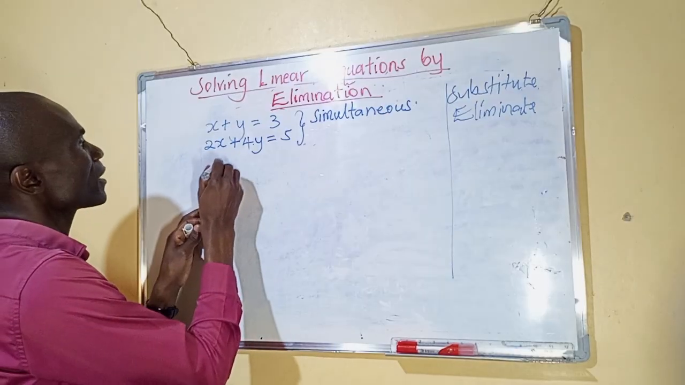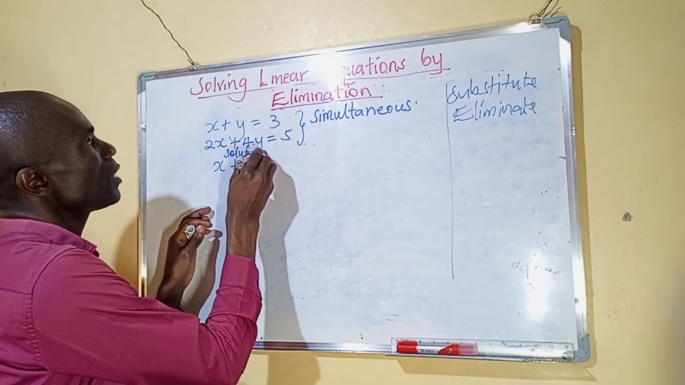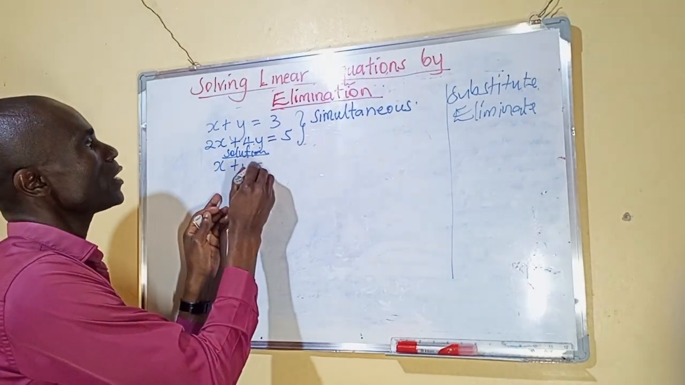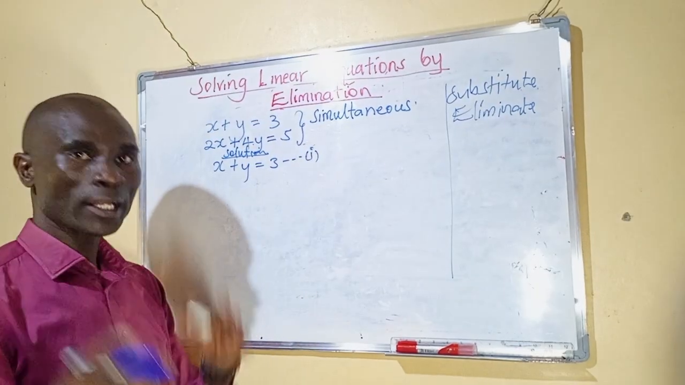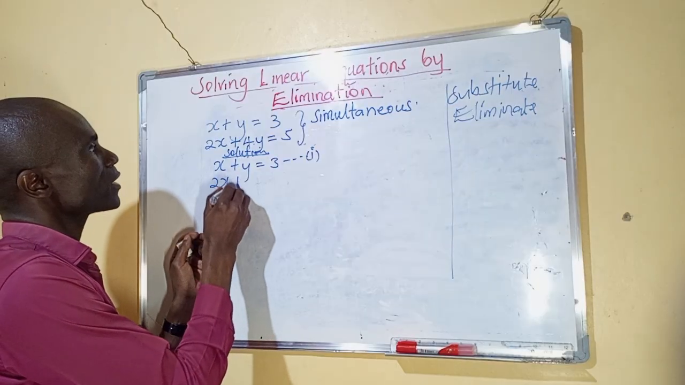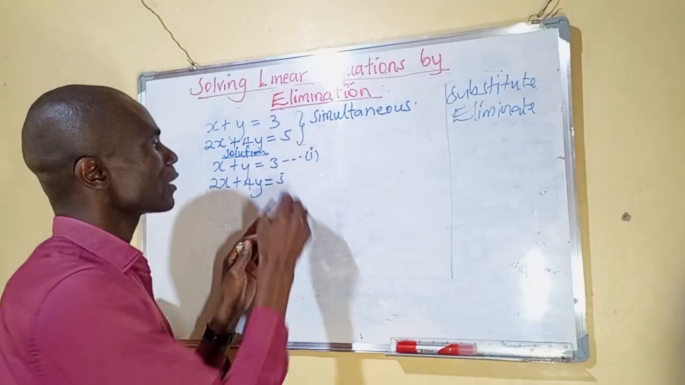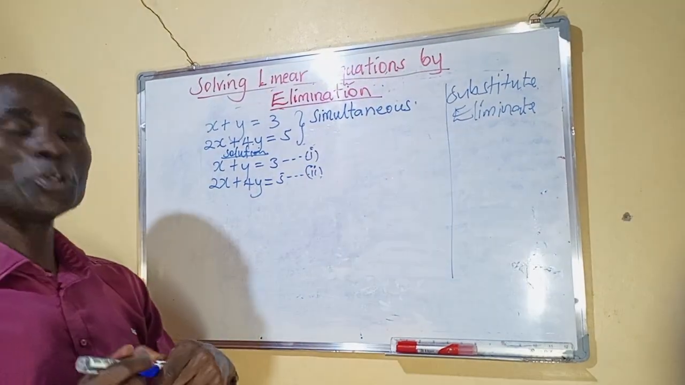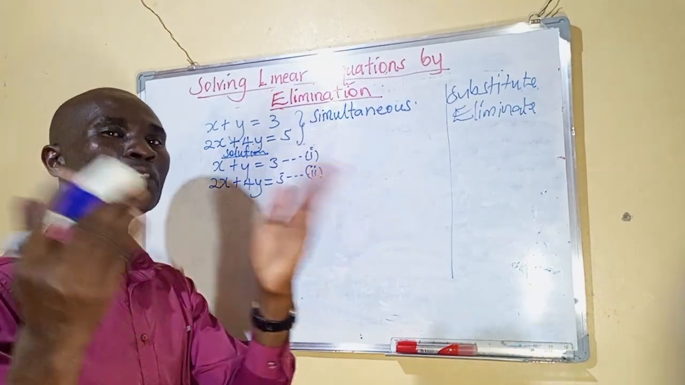So x plus y is giving us 3. This, we said, is equation 1. Then we have our 2x plus our 4y giving us 5. That one is our equation 2. So what do we do in this case? We said we are eliminating, we are removing one unknown.